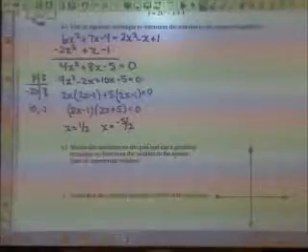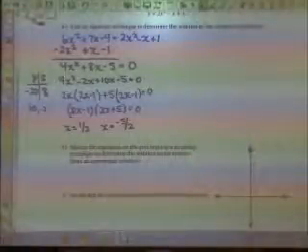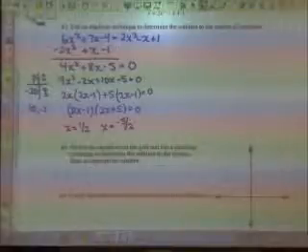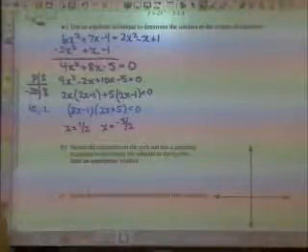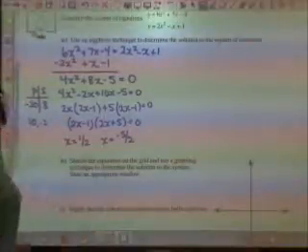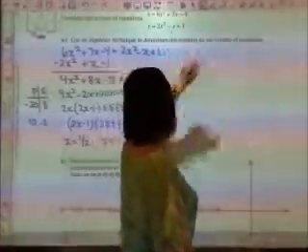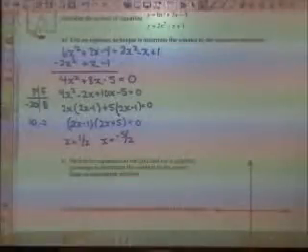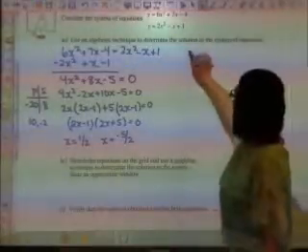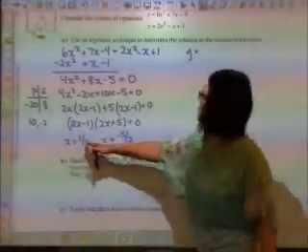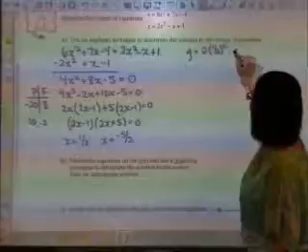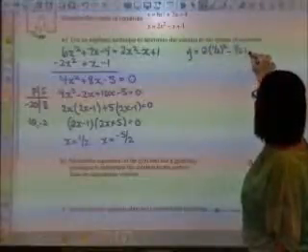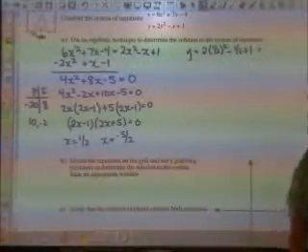In order to find the solution to the entire system, I need to find the y values. So when I go to find the y values, I just pick one of these two equations. I'm going to pick probably the bottom equation just because the numbers are smaller. So if x equals 1/2, I get 2 times 1/2 squared minus 1/2 plus 1.